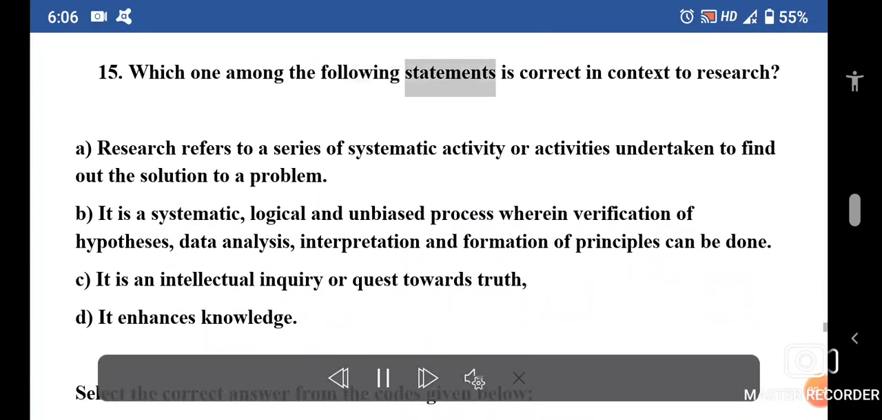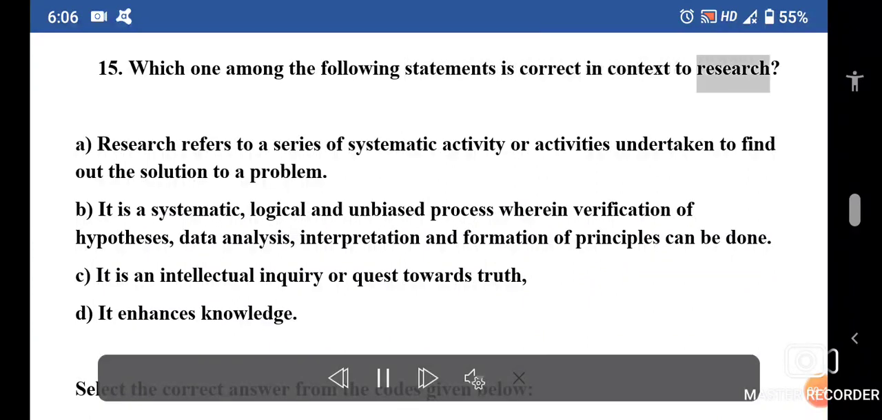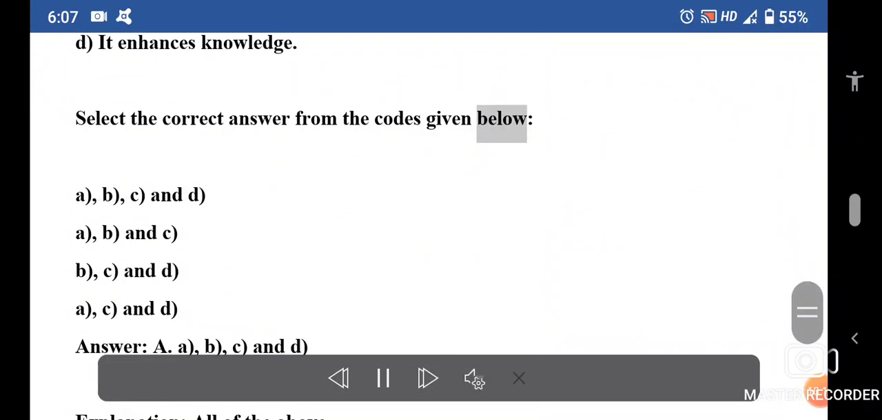Which one among the following statements is correct in context to research? A. Research refers to a series of systematic activity or activities undertaken to find out the solution to a problem. B. It is a systematic, logical and unbiased process wherein verification of hypotheses, data analysis, interpretation and formation of principles can be done. C. It is an intellectual inquiry or quest towards truth. D. It enhances knowledge. Select the correct answer from the codes given below.